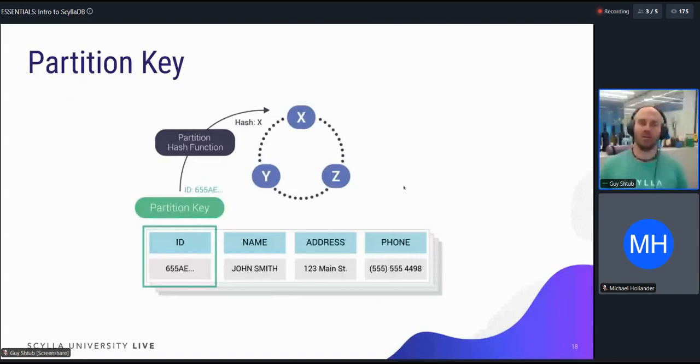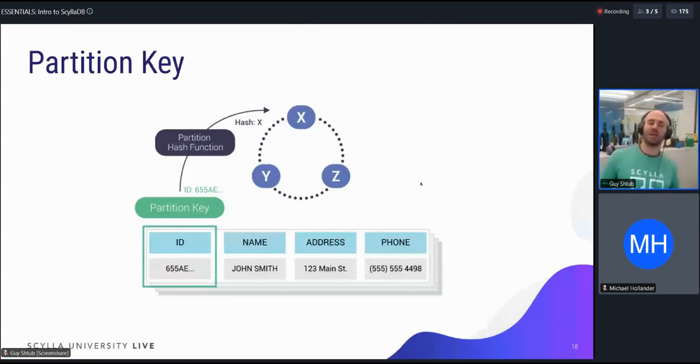That brings me to partition key. So this is what happens under the hood in Scylla. In this example, we have a 3-node cluster. There are 3 nodes, X, Y, and Z.